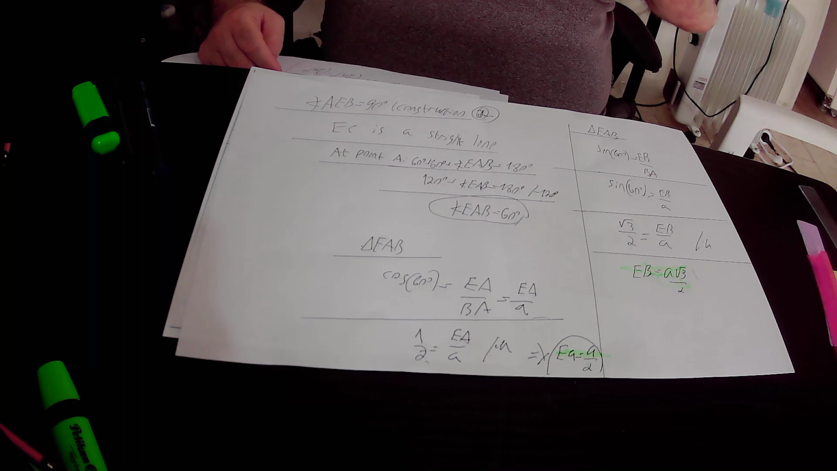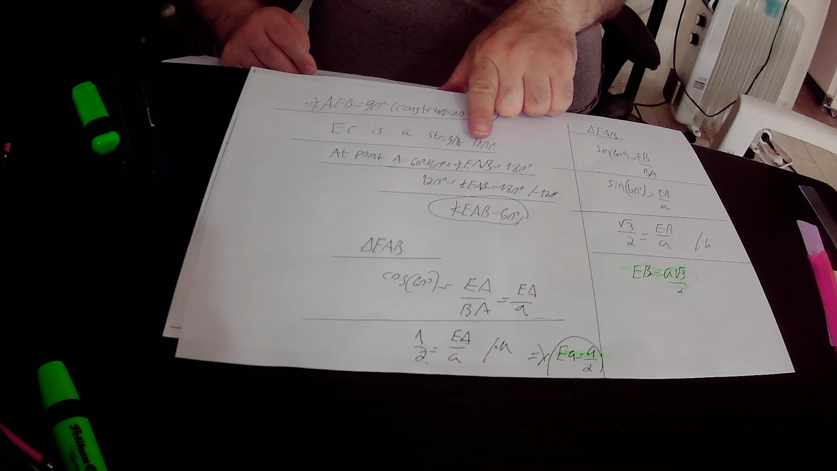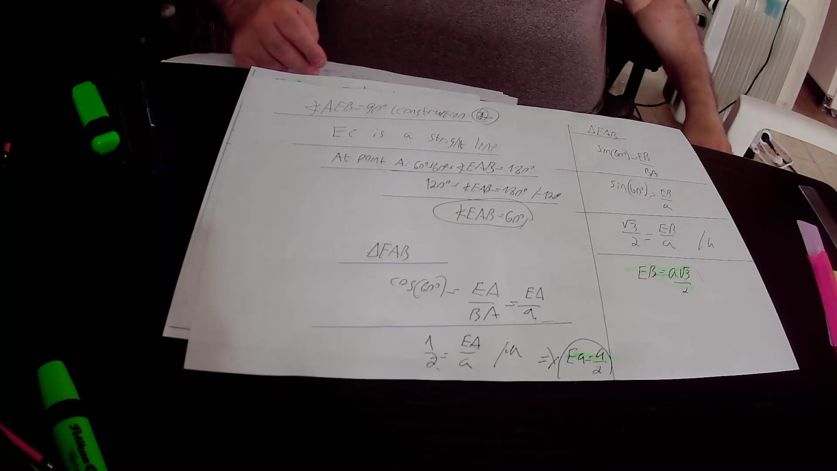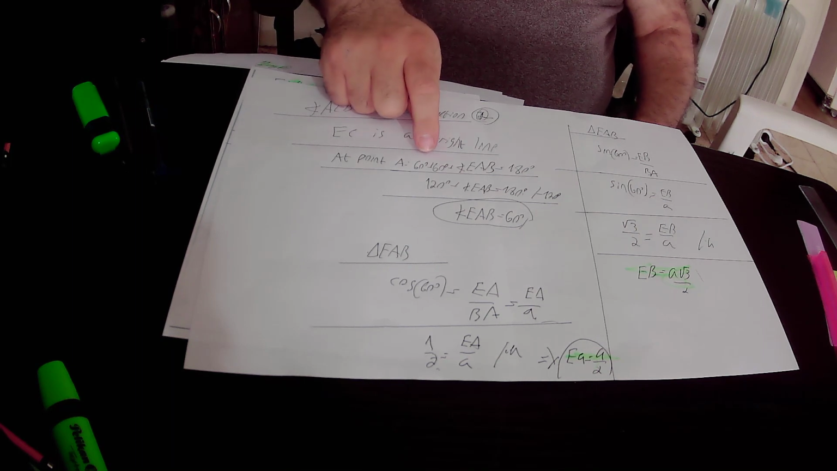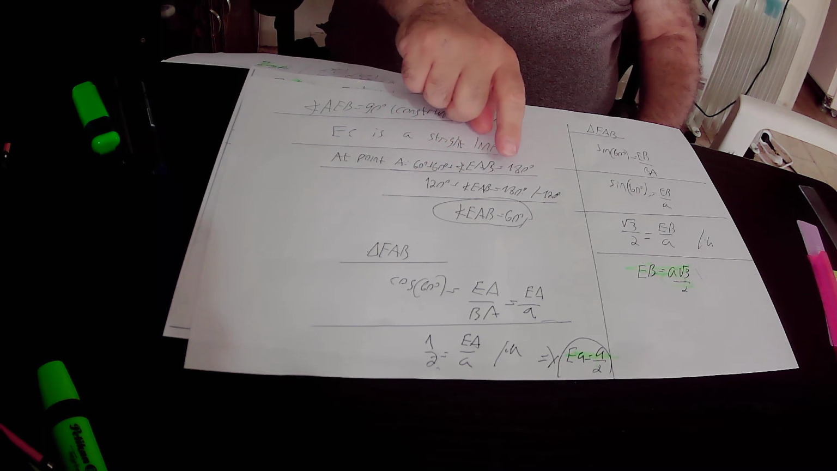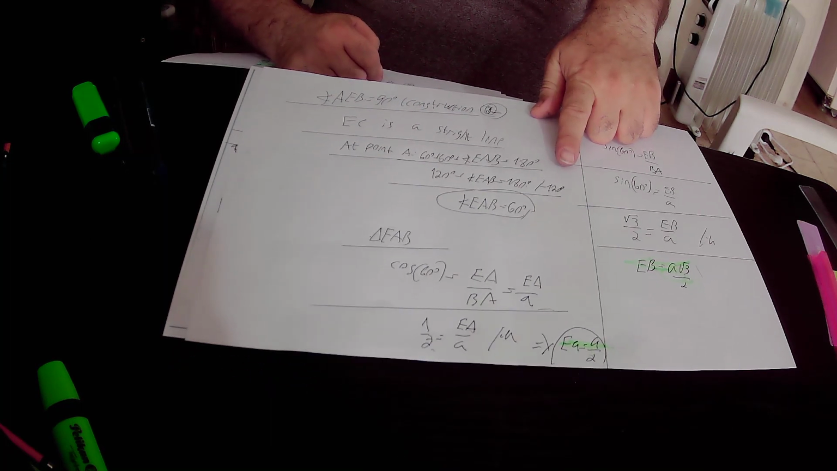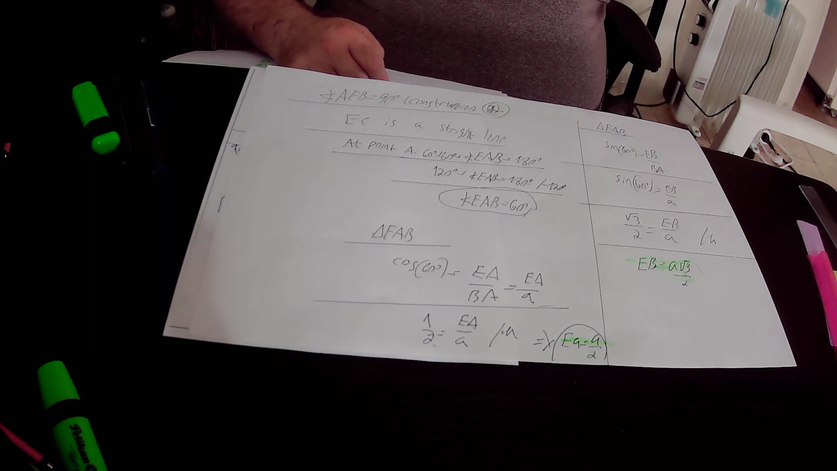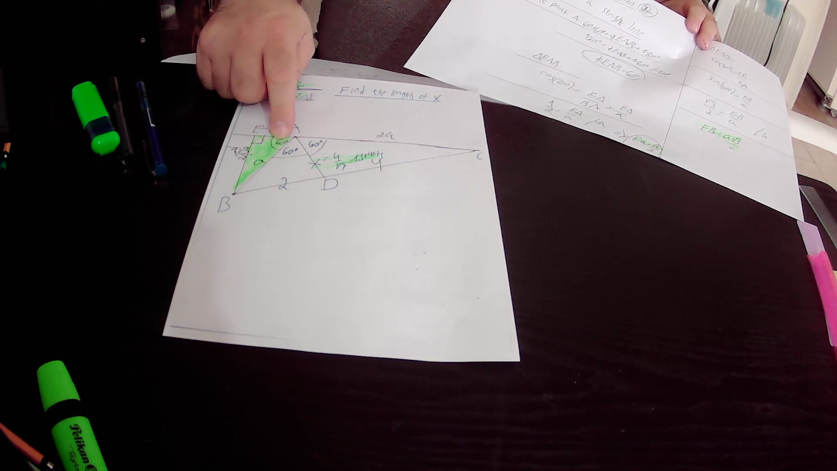I'll repeat again: 60 degrees plus 60 degrees, plus the size of angle EAB, must equal 180 degrees, according to the rule that the sum of the angles on one side of a straight line equals 180 degrees. 60 plus 60 is 120 degrees, so 120 degrees plus angle EAB equals 180 degrees. We subtracted 120 degrees and found that the missing angle EAB equals 180 minus 120, which is 60 degrees.